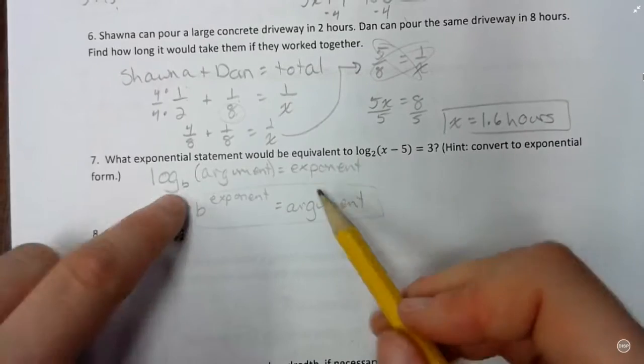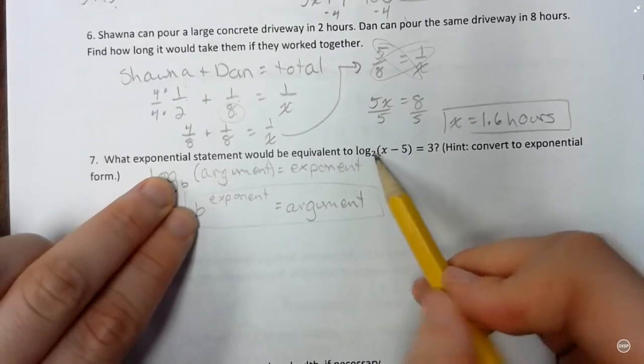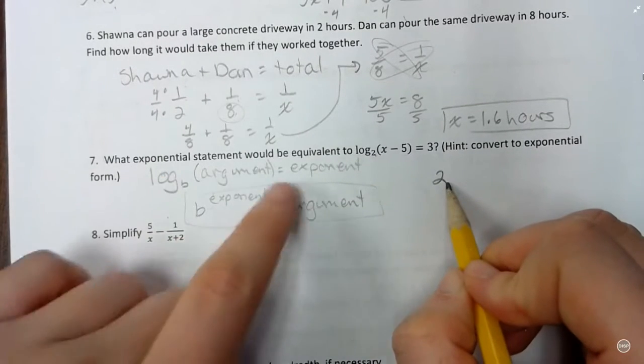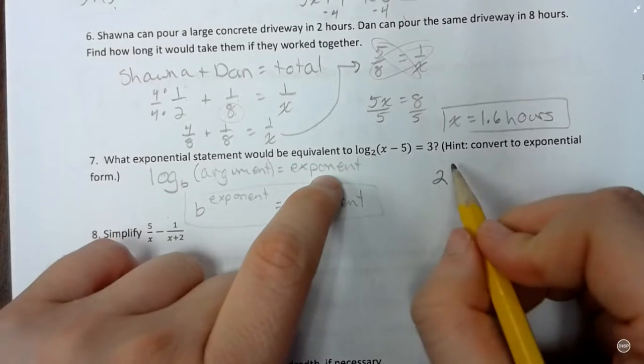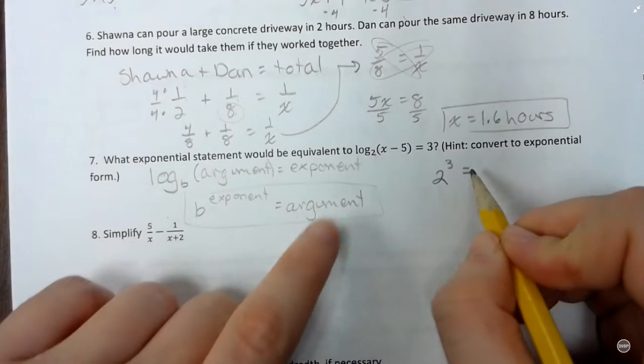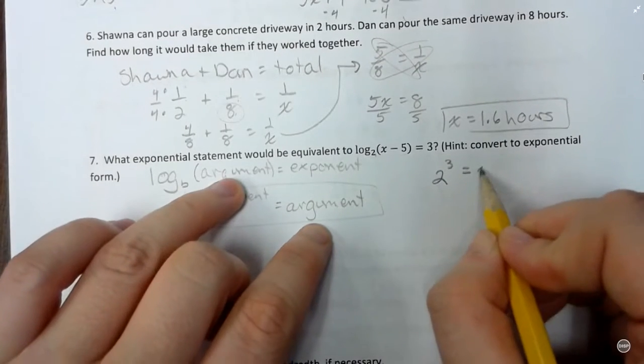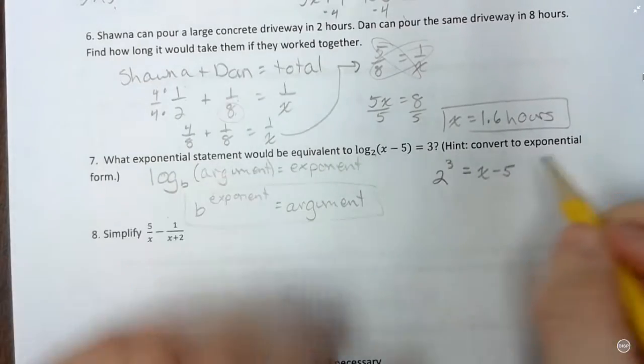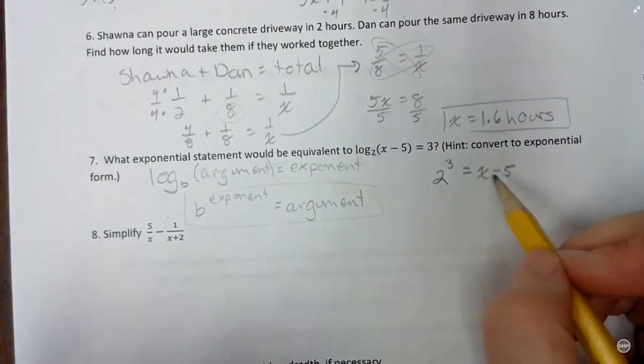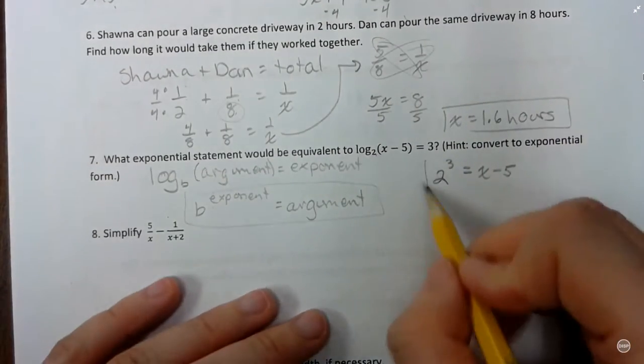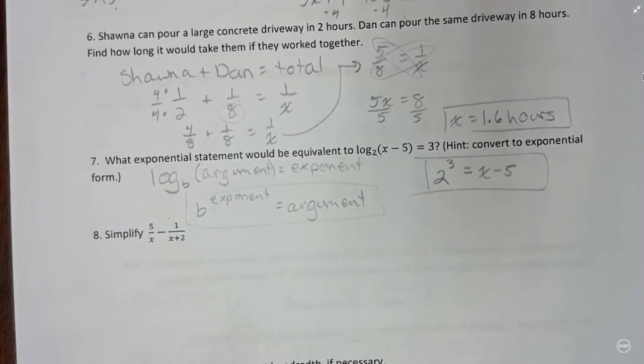So I'm going to take my base, which is 2, and then find my exponent, which is going to be on the other side, so 3, and then equals my argument, x minus 5. Now, it doesn't say solve, so you don't have to figure out the value of x. That's it. You're done.